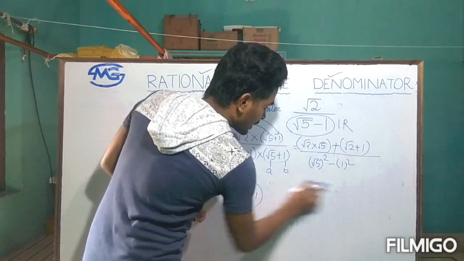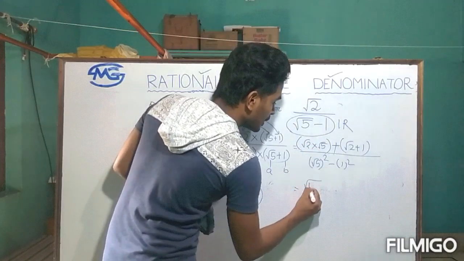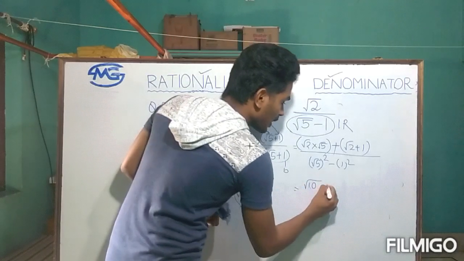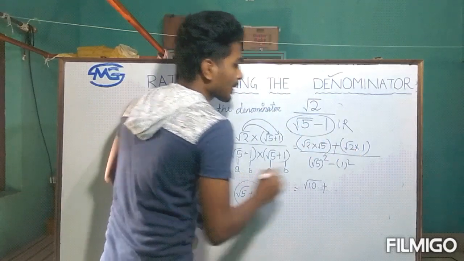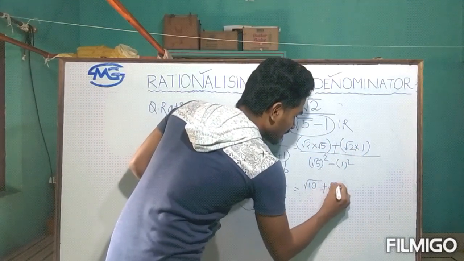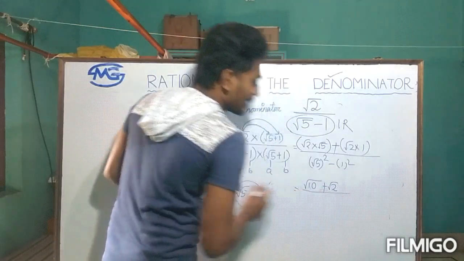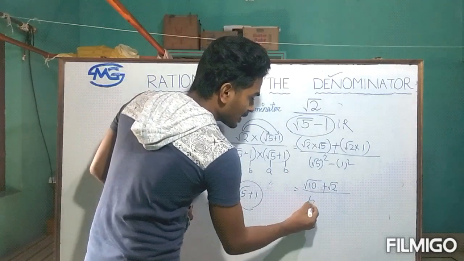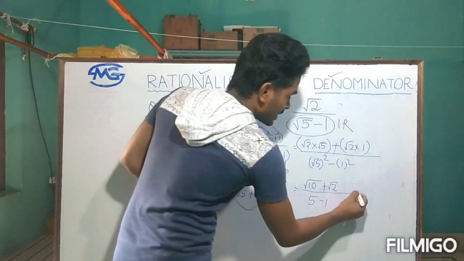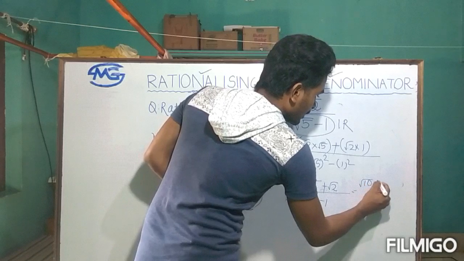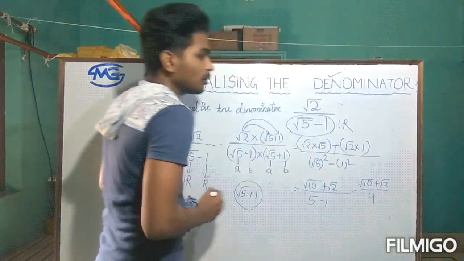Understood? Then we have to multiply root 2 into root 5, which is root of 2 into 5, that is root 10, plus root 2 into 1, which is root 2, divided by root 5 square, which is 5, and 1 square, which is 1. So our answer is root 10 plus root 2 divided by 5 minus 1, which is 4.